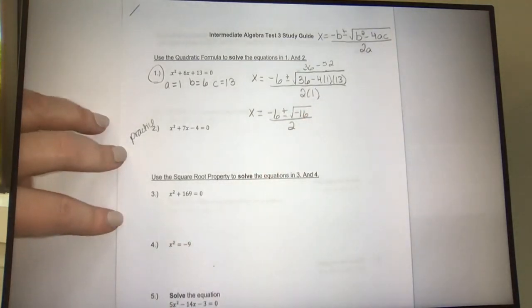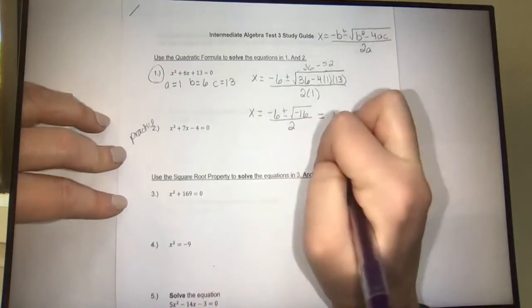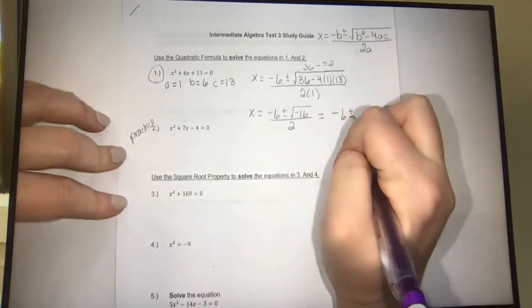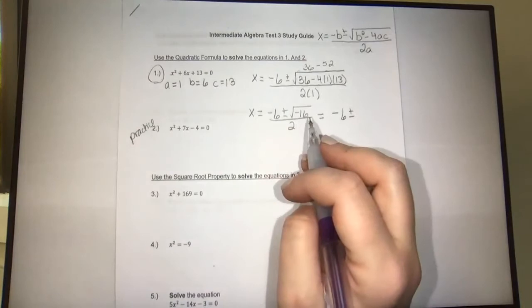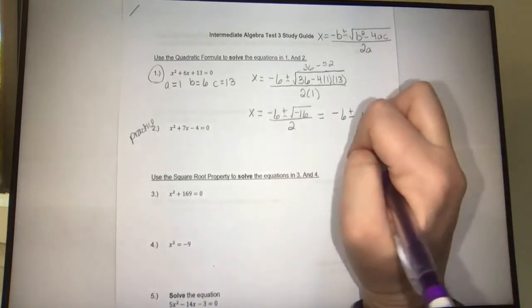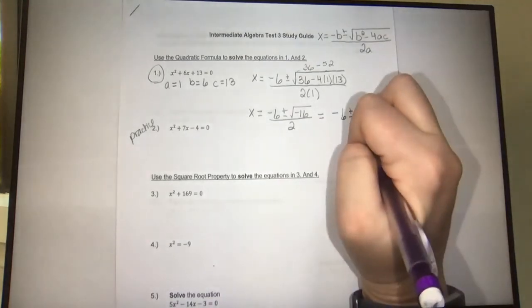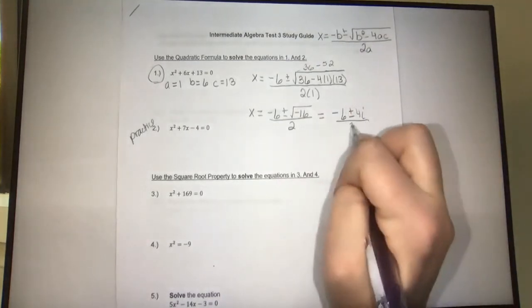Can I stop here? No, I've got to keep going, right? I can do stuff with that radical. Okay, so negative 6 plus or minus. What am I going to do with a negative under a root? Do the i, right? That's an i. So I'm going to pull out an i. Okay, now I have the square root of 16, which is 4, all over 2.